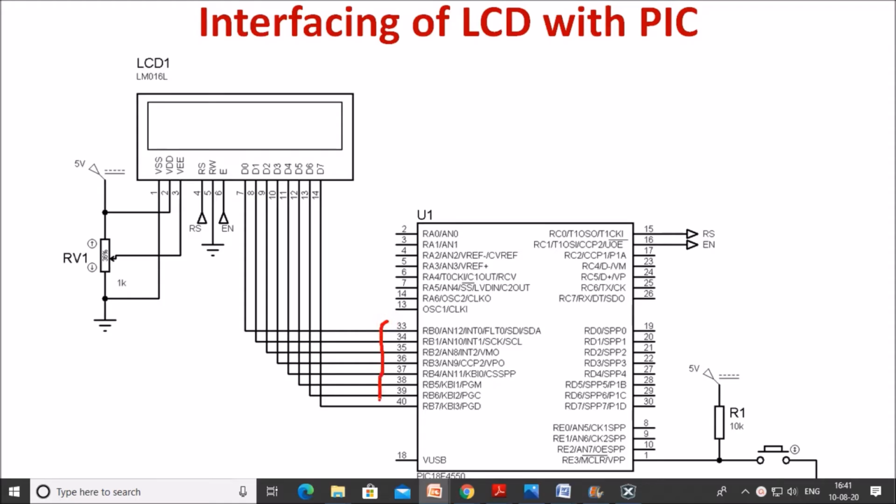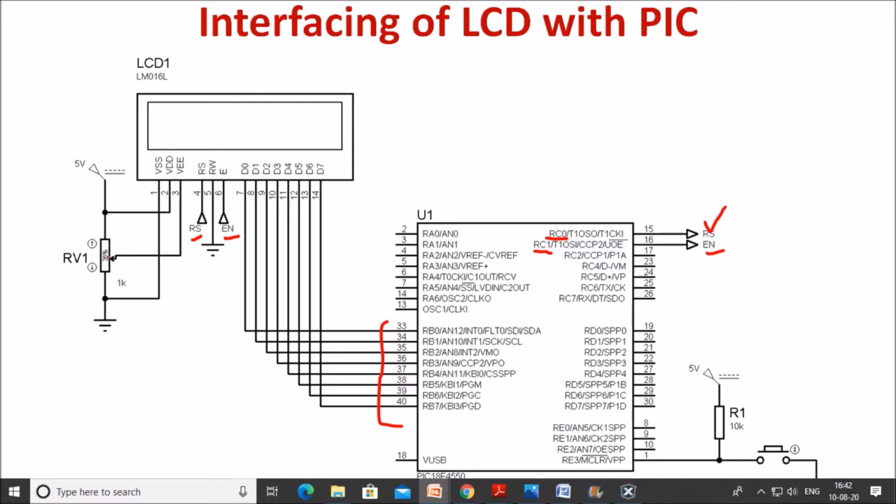These are the data lines of the 16 by 2 LCD. D0 to D7 are connected to port B of the PIC microcontroller. The RS terminal of the LCD is connected here, at the RC0 port pin, and the enable terminal of this LCD is connected to the RC1 pin of this PIC microcontroller. R/W bar is connected to ground.